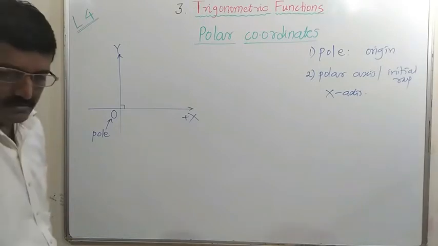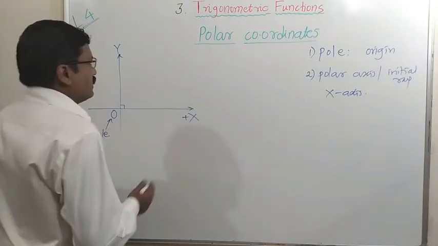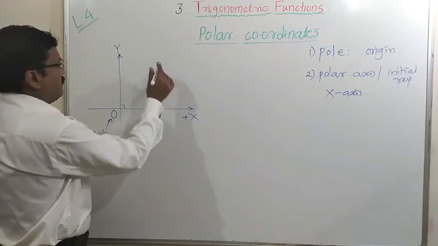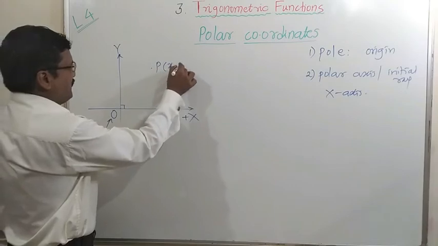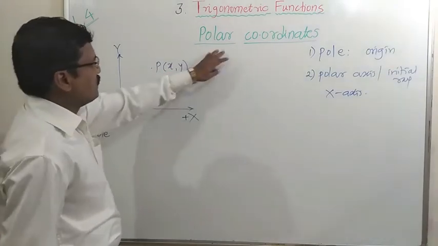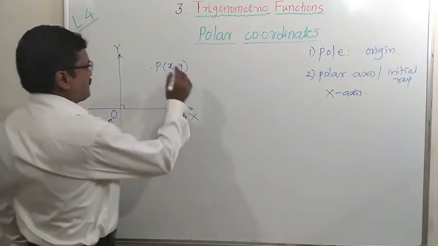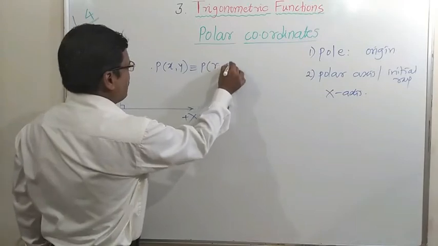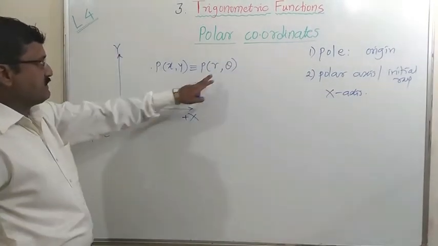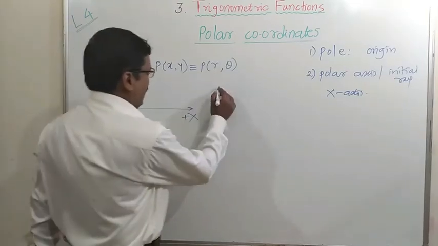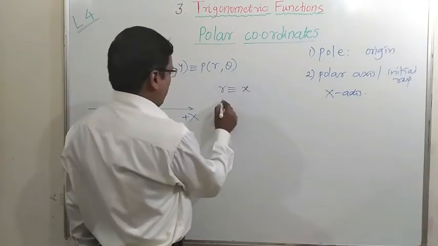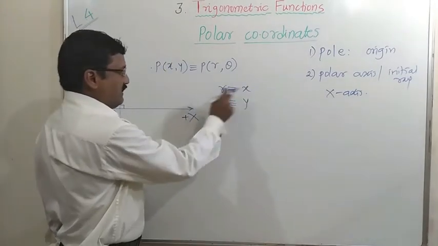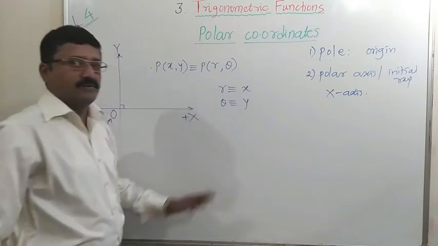Then, let us see the radius vector. If you take any point P in this system, then in the Cartesian system we write the coordinates of P as (x, y). Now in the polar coordinate system we will write the coordinates of point P as (r, theta). Let us see the meanings of this r and theta. Here r is equivalent to x and theta is equivalent to y, but the values of x and r are not the same and the values of y and theta are also not the same.